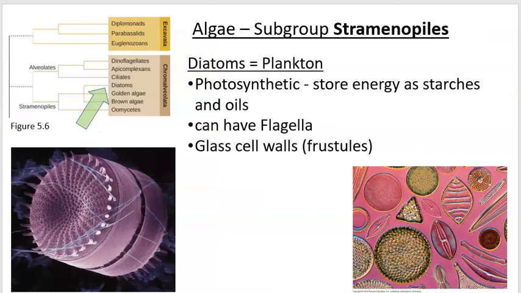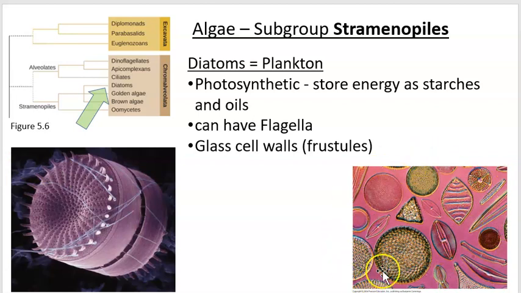And if we look at the algae, you can see we looked at some of these features with the alveolates, but when we take a look at the stramenopiles, that's where we can see these diatoms. And again, that idea of phytoplankton. They're photosynthetic and they're storing their energy as various starches and oil, but these guys have flagella. And here you can see the little flagella coming off of this electron micrograph picture.